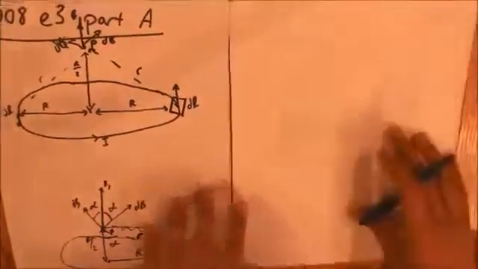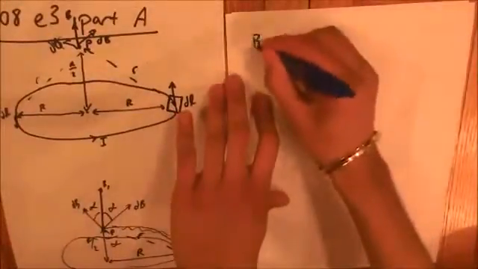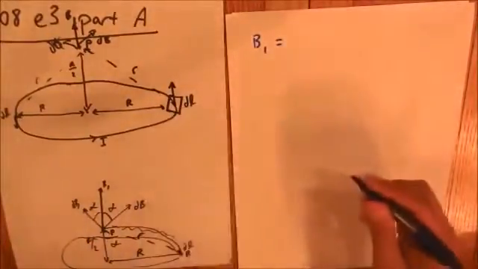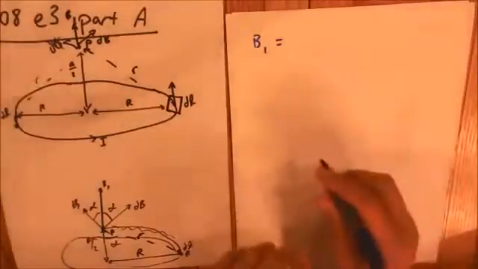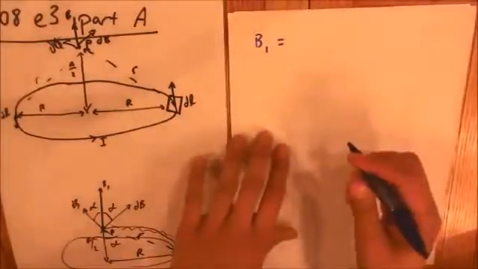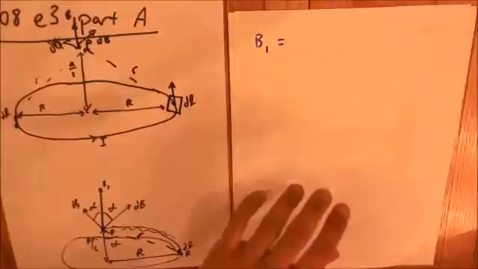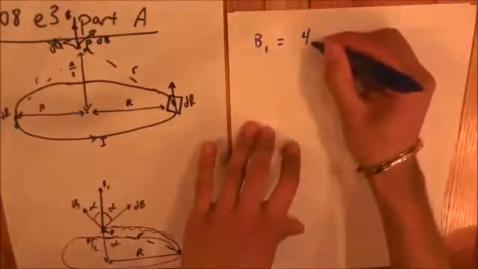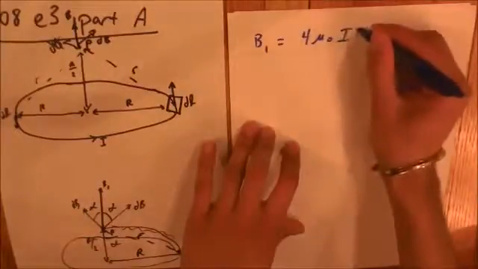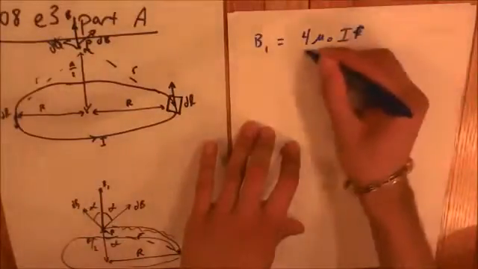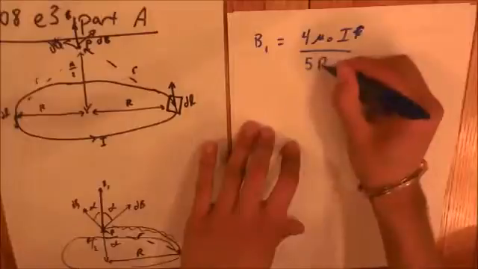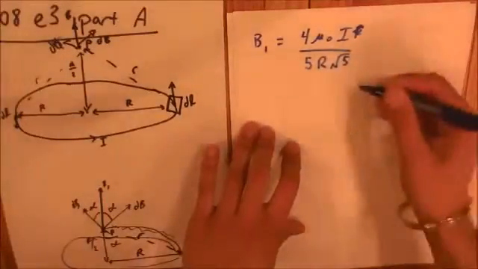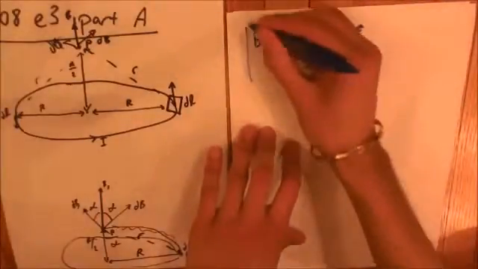Then simplify further, it's all mathematics, and we end up finding that, after simplifying, B1 is going to be equal to 4 times mu naught I over 5 R root 5. And that will be our answer for B1.